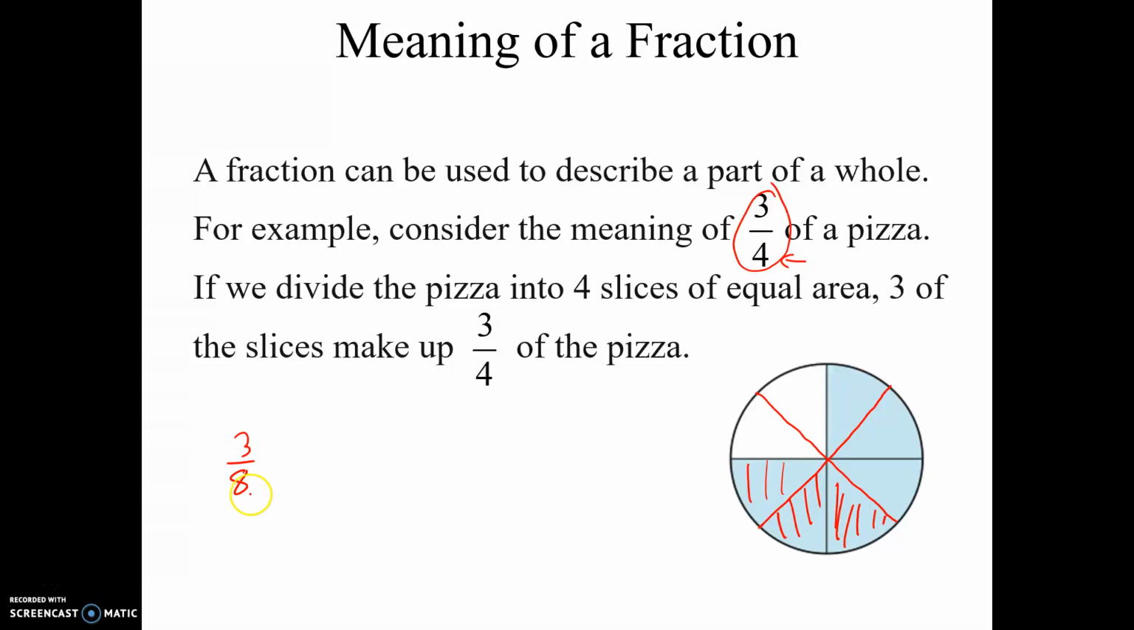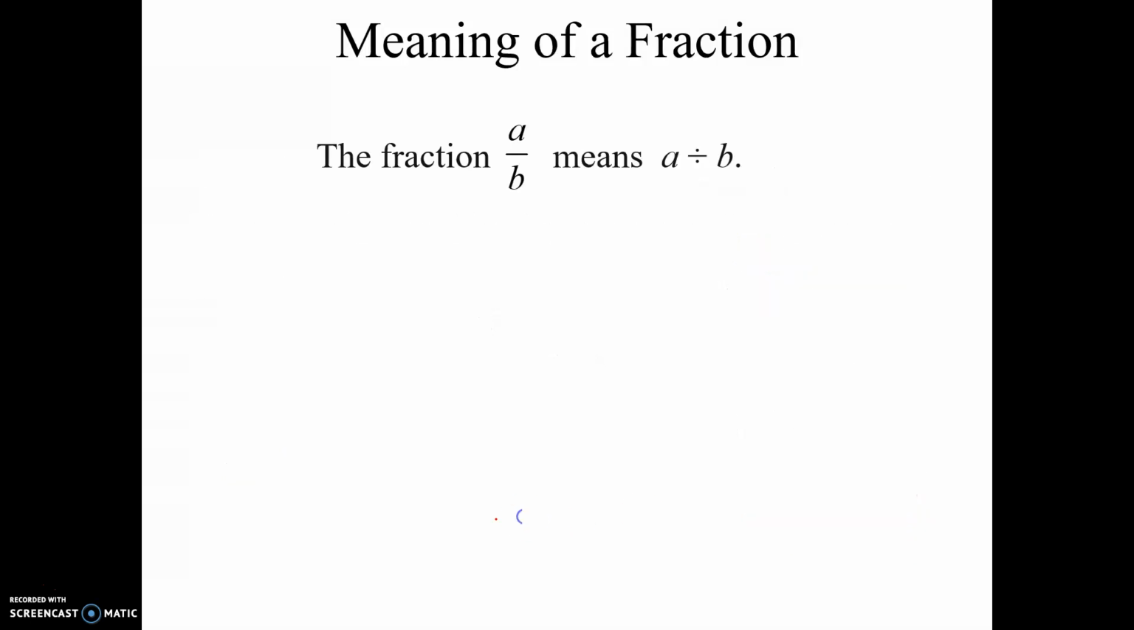Now notice 3/8 is much smaller than 3/4. 3/4 means we're eating 3 slices out of 4. 3/8 means we're eating 3 slices but out of 8. So 3/8 is smaller than 3/4. Fraction a over b means a divided by b. For example, if we see 18 over 2, this is equivalent to saying 18 divided by 2, which is 9.